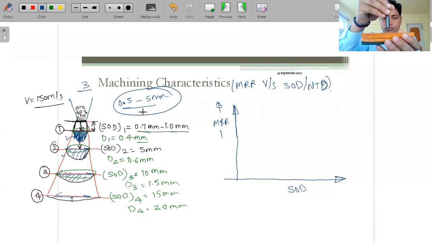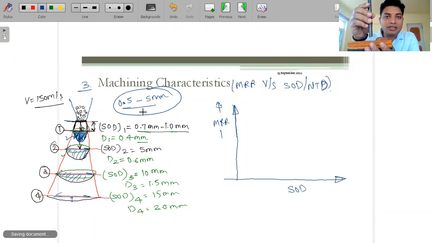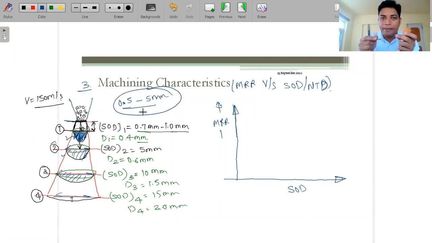So initially, this is the nozzle tip distance, so we are keeping it very small. The abrasive particles released from this nozzle immediately impinge over the workpiece surface. Immediately means they are not getting a gap to impinge; as they are coming out, they are directly colliding with the workpiece surface.